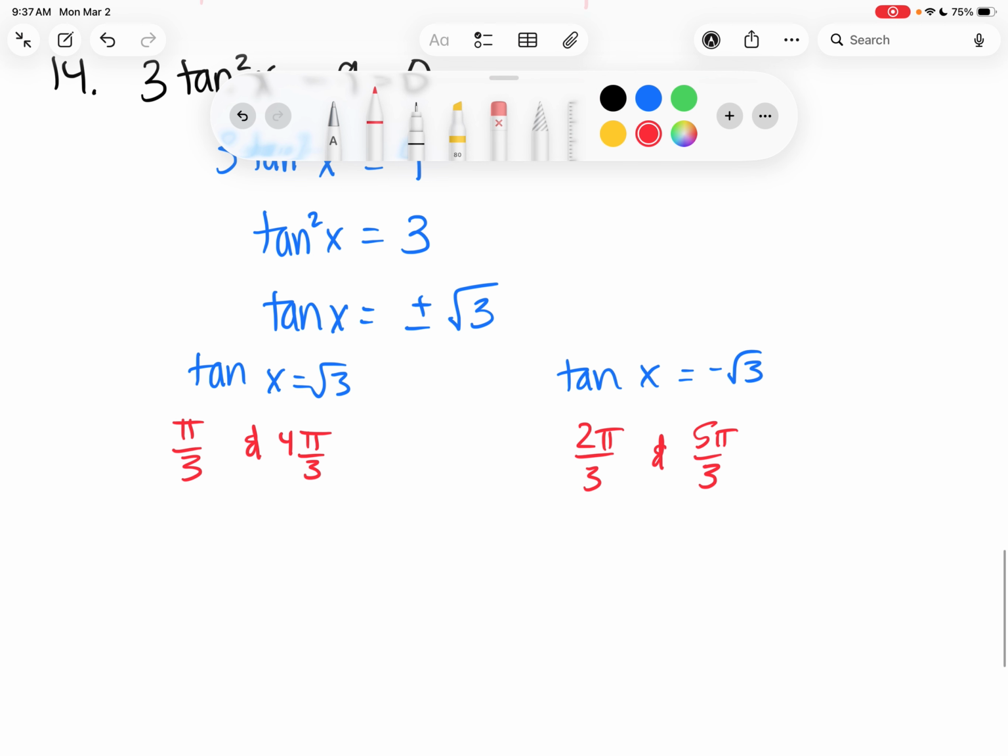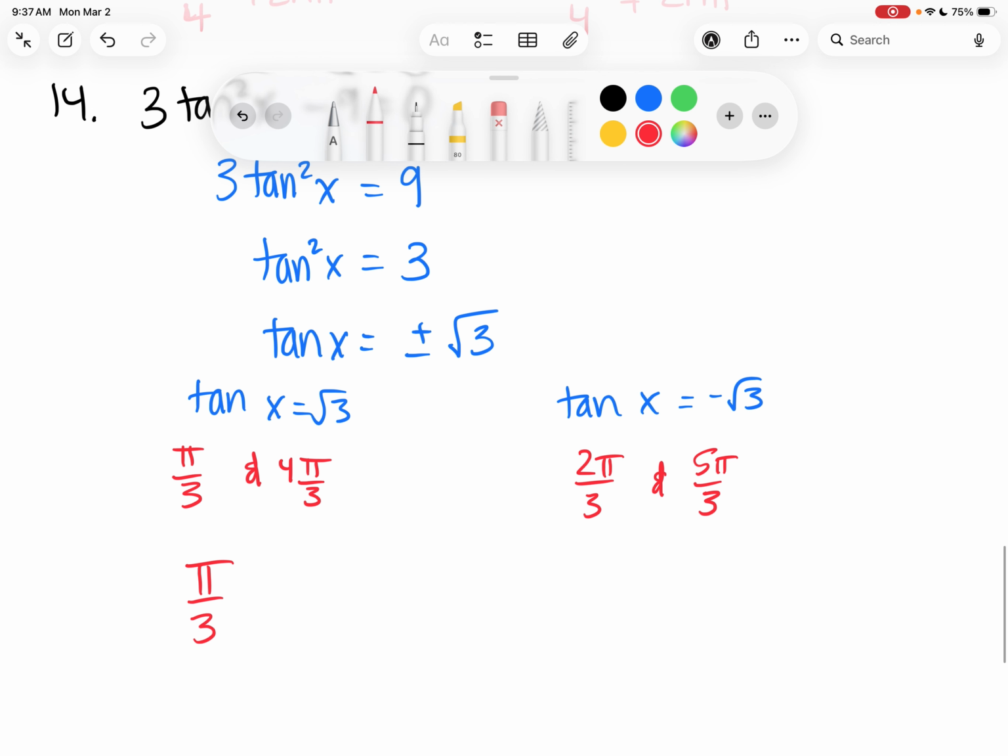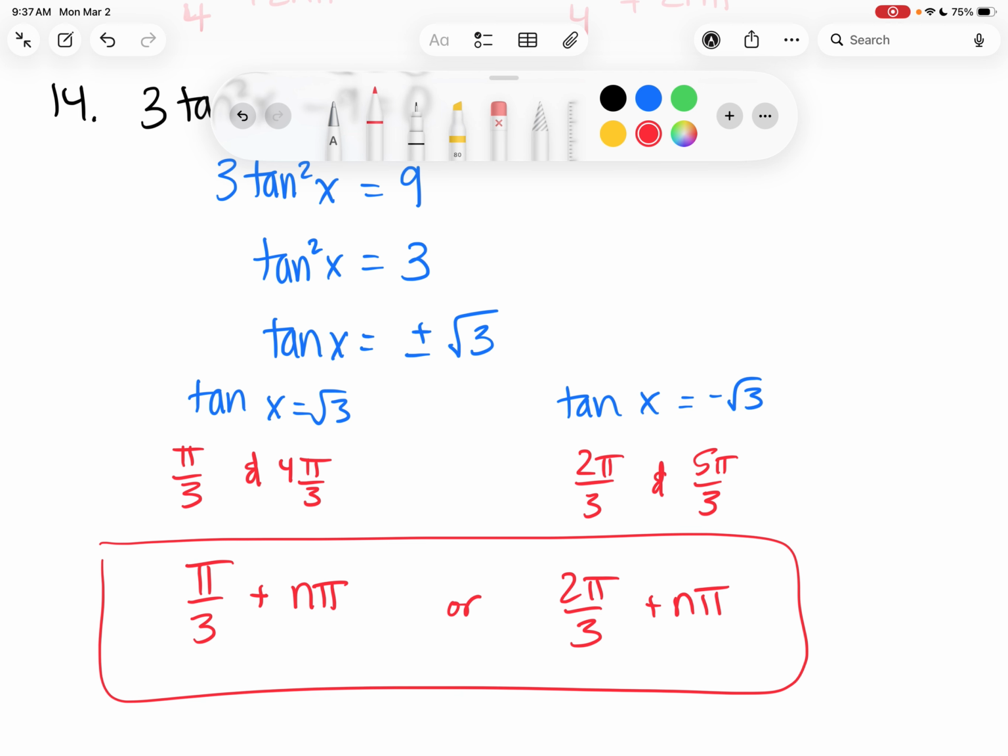So the answer for a general solution problem is going to be pi over 3 plus n pi. So notice tangent's different here. Over here, the negative root 3 ones, we had 2 pi over 3 and 5 pi over 3. Again, that's halfway around, just like the other one. So I'm going to pick the first one that I would come to on my circle, which is 2 pi over 3. And I'm going to add n pi. Okay, so with a general solution, I'm picking one of each. With a specific solution, or where it's giving me an interval, I would write all 4. Okay, does that make sense?